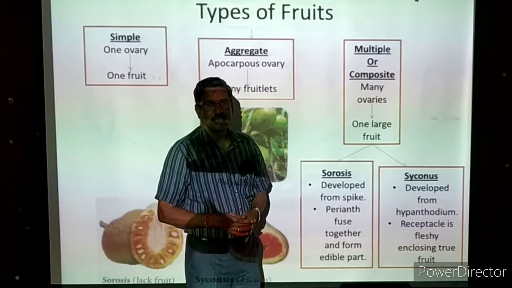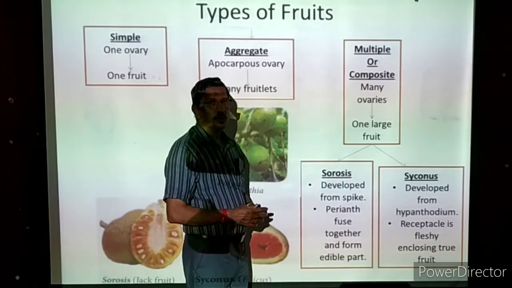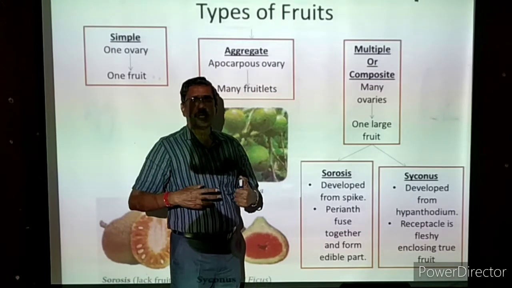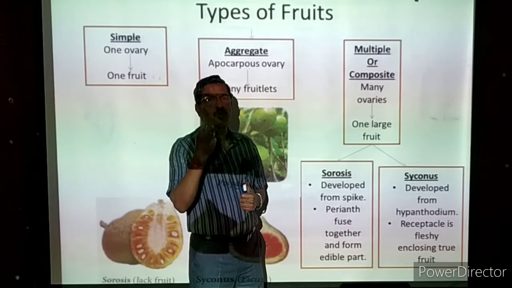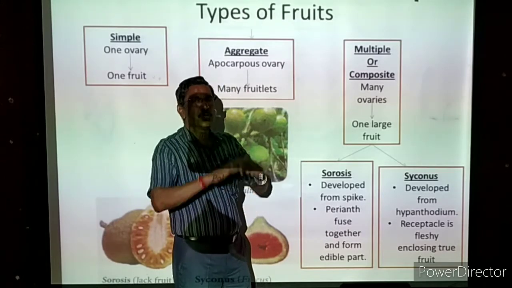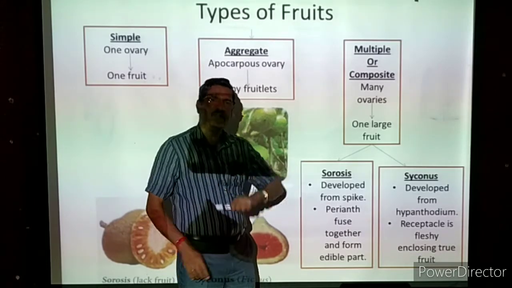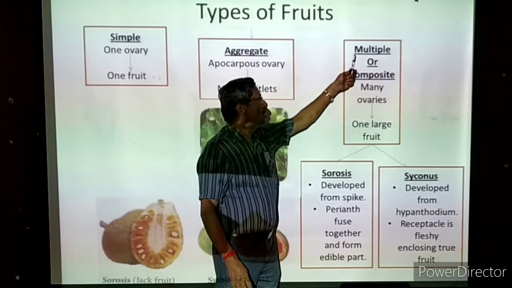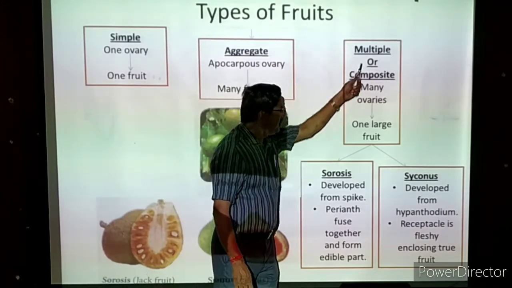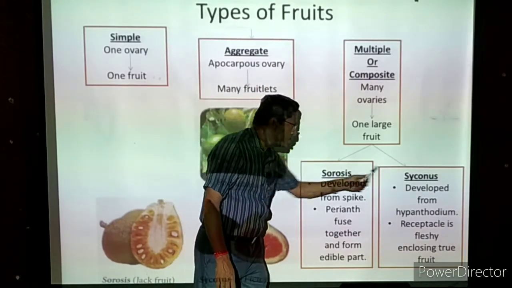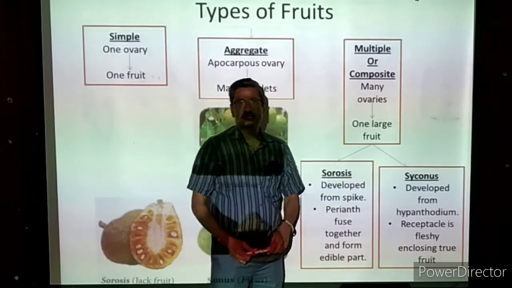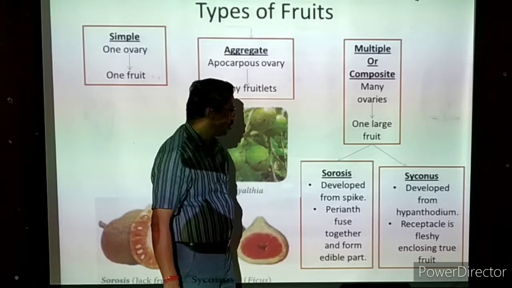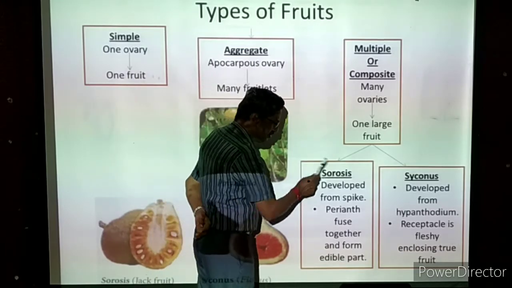Example, jackfruit is a multiple fruit. Many ovaries develop into very small fruitlets, and those are what we consume. Each small division we consume is one fruit. Everything fused together forms a very big structure. That is called a multiple fruit. Multiple fruits are further classified into two types: sorosis and syconus.